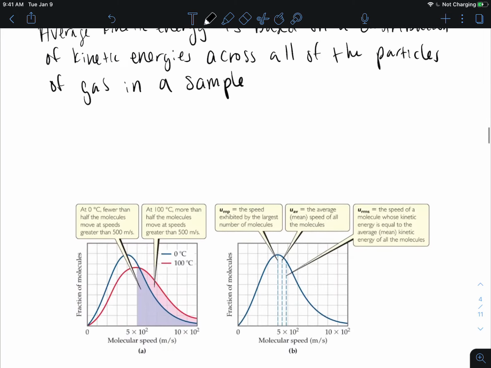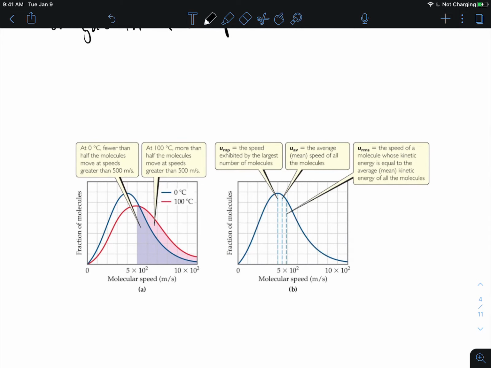Basically, so what is going on with our gas molecules? So we can look at the fraction of molecules and their molecular speeds. And we can see that at lower temperatures, we have lower average molecular speeds. At higher temperatures, we're going to increase those speeds. And we also kind of widen that distribution.